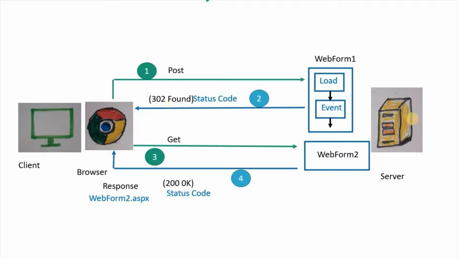With this code, the server informs the browser to send a new request to the server for webform2.aspx. So the browser sends a new request to webform2.aspx. This is the first request for webform2. So this is a get request. The server receives this request. Then the process is done by the server and the HTML response is sent to the browser.